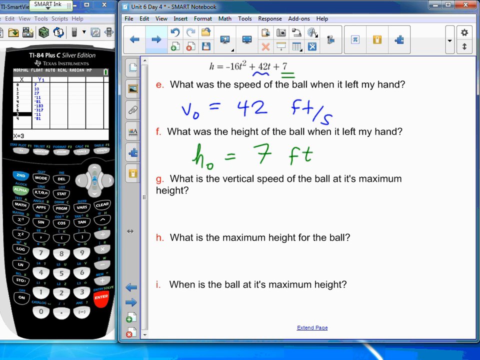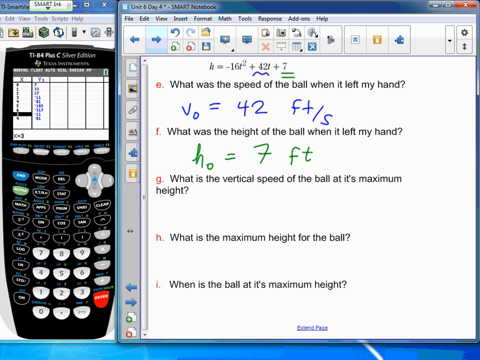So we get the initial height above ground at time t equals 0 for free as well, if I have the equation. What is the vertical speed of the ball at its maximum height? Well, this is a great question. Again, I don't have to do any calculations. Instead, I can do this by thinking about the path of the ball.